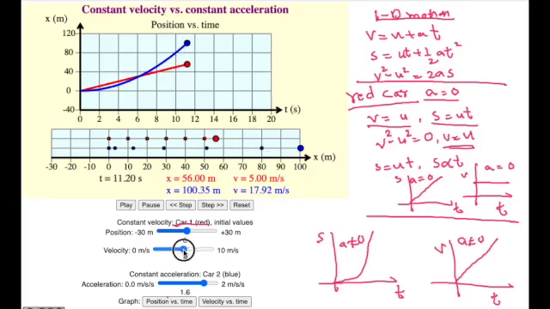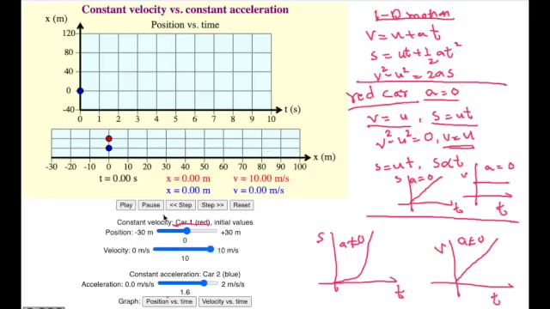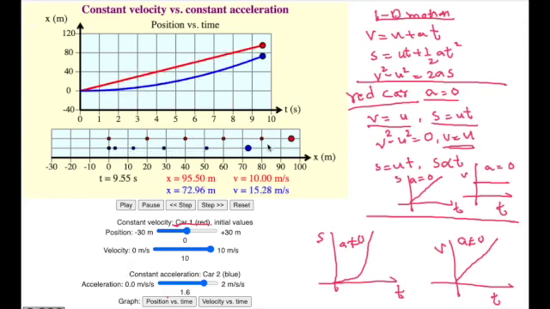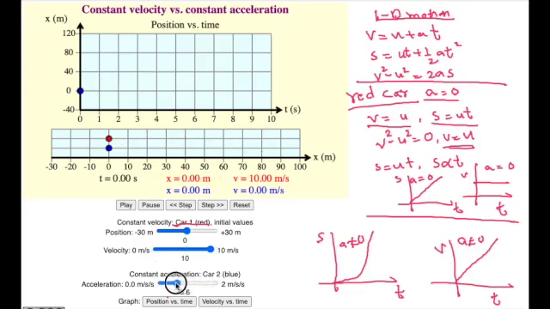Now if I increase the initial velocity of the red dot, let us see. Of course I have increased the initial velocity, but since it has no acceleration, it is covering equal distances in equal intervals of time.